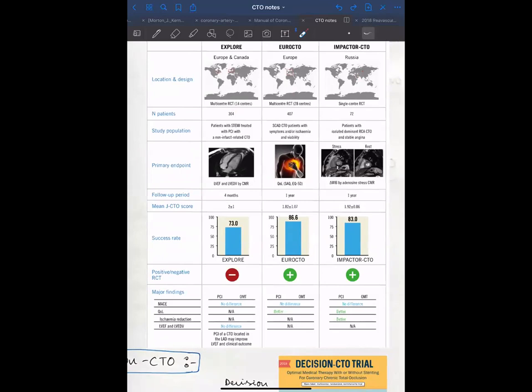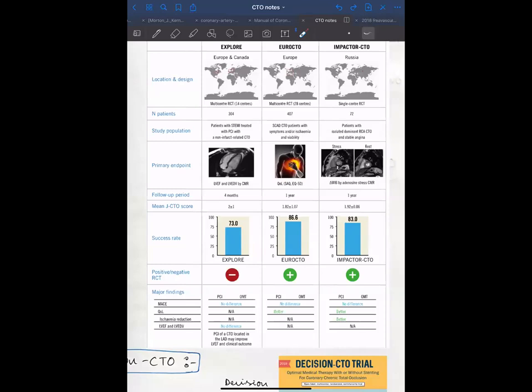However, because it is very difficult to randomize the CTO patients, because the procedure might fail, and also the thing which you have randomized may not be a successful PCI, and with slow recruitment, none of the studies till now have reached their target population, and they all had to be stopped prematurely.